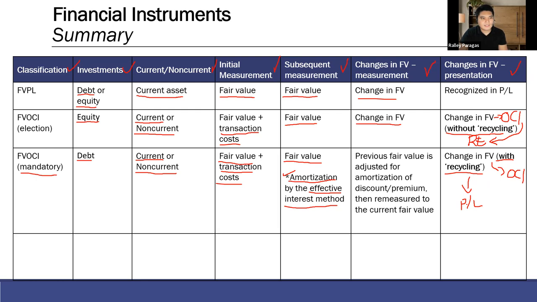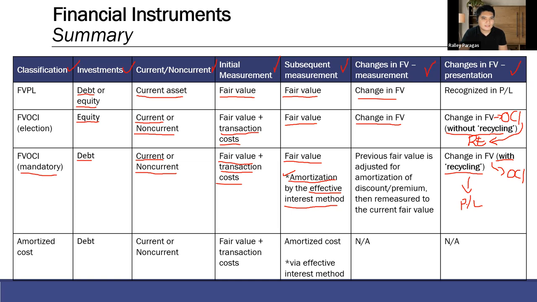Okay? And then last, last classification na tayo, amortized cost. Sabi natin kanina, kapag yung business model mo is hold to collect, okay, solely for payments of principal and interest, di ba? Yun lang yung gusto mo dun sa investment mo, yun lang yung intentions mo, magiging amortized cost ka. Definitely, that is debt kasi wala namang, di ba, collection ng principal and interest sa ating equities, no? Classification, current or non-current then, similar case with FVOCI, merong current and non-current portion yung amortization table natin. In terms of initial measurement, fair value plus transaction cost ka raw, sabi ng standard.